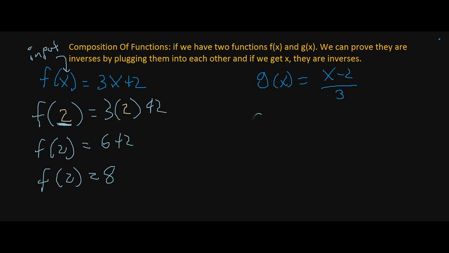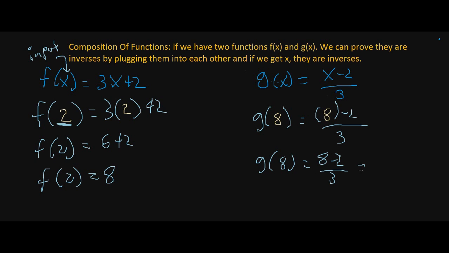Alright, what if I told you to find g of 8? Well, let's plug that into our function, right? Remember, anything inside our parentheses is our input. So let's go ahead and plug that in. Here we have 8 minus 2, all divided by 3. So g of 8 is equal to 8 minus 2 divided by 3, which is 6 divided by 3, and 6 divided by 3 is 2. So g of 8 is equal to 2.